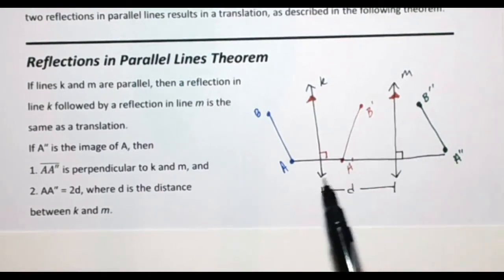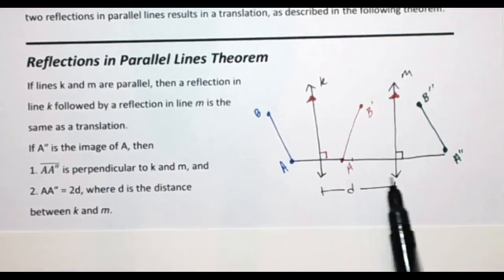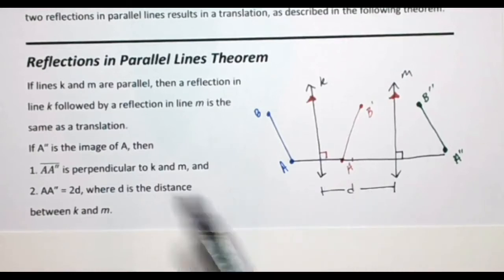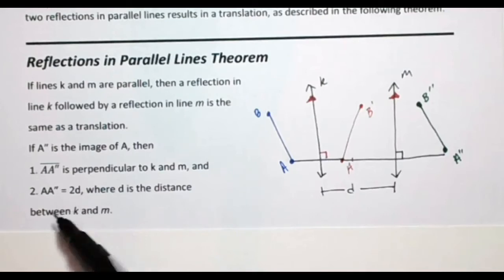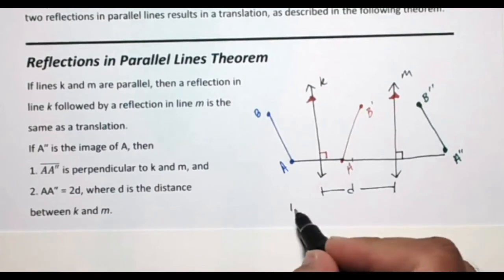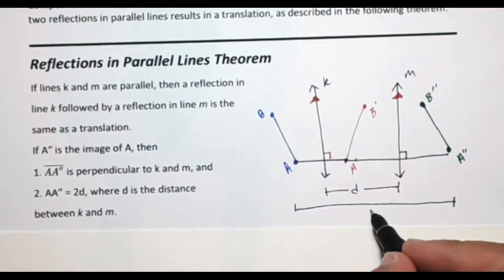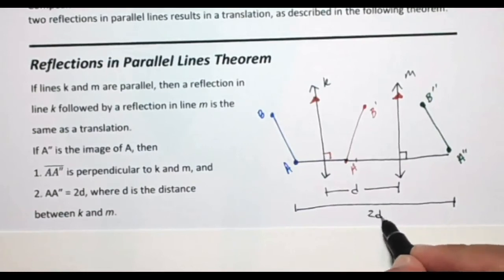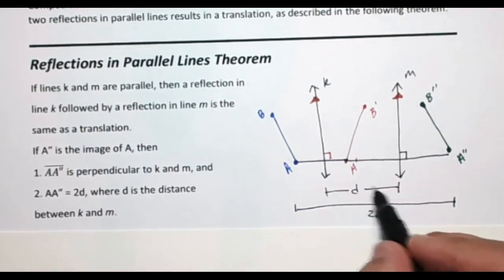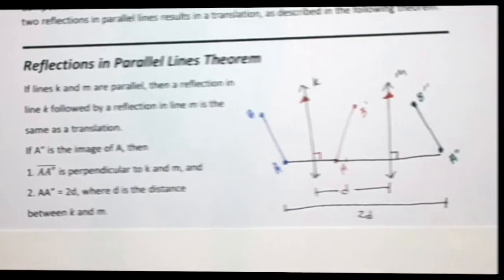And then I have this distance from K to M, this distance D. The second part of this if-then statement says that the distance from A to A double prime, so if I go all the way across, is equivalent to twice the distance between the two parallel lines, K and M.